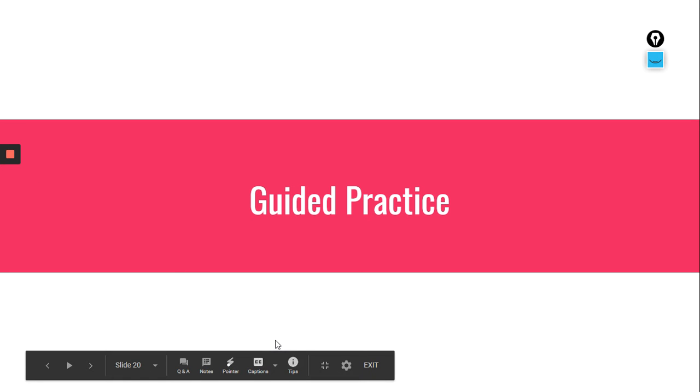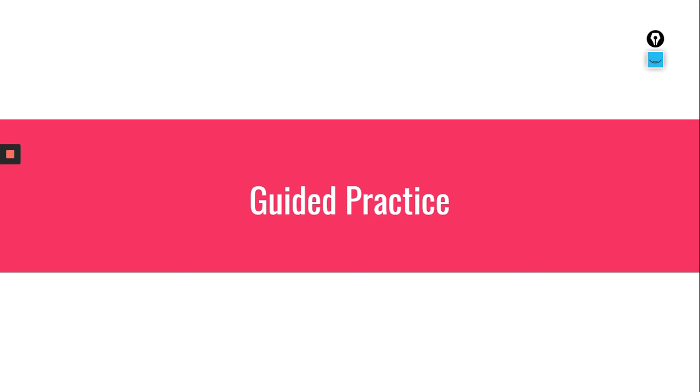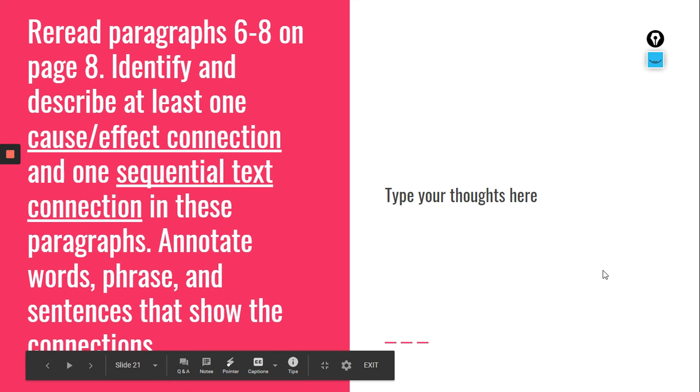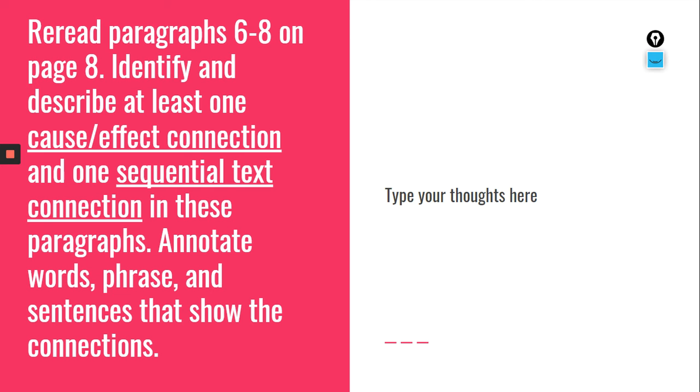All right, guys, so we're going to practice a little bit together, and you can kind of check your answers as we go. All right, so here's our guided practice. I want you to read paragraphs 6 through 8 on page 8. It's the last page in this article. I want you to see, can you identify at least one cause and effect connection and one sequential text connection in these paragraphs? So if you don't remember, go back, look at those slides.